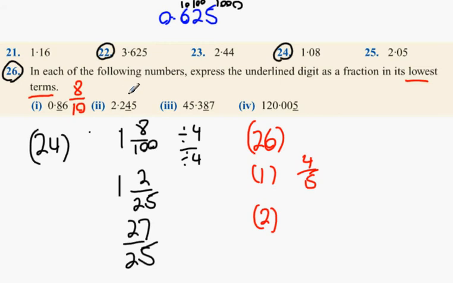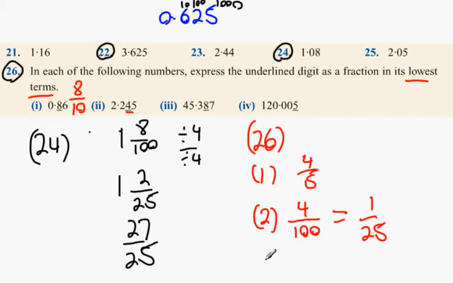Alright guys, what about 0.04? Jan, 0.04 this time. See the 4? So what does it represent? 4 over 100. Exactly, and what's that in its lowest term? 1 over 25. You divide the top and bottom by 4 and you get 1 over 25.